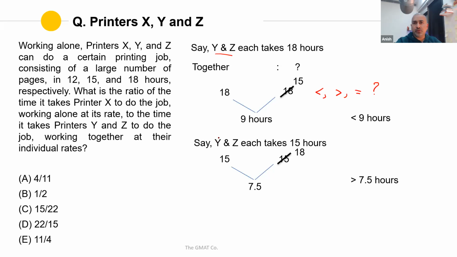So what's the ratio that we're looking for? We are looking for a ratio which is 12 is to something between 7.5 and 9. Let me scan the options. 4 by 11, gone. 1 by 2, gone. 15 by 22, gone. Now, let me compare the remaining two options. 11 by 4, 12 by 4 would have been 3. 11 by 4 is 2 point something, more than 2, right? Would this ratio be more than 2? No. 12 is to 6 would have been 2. This is 12 is to something bigger than 6. So definitely this ratio is less than 2. That also helps me eliminate the last option. And I get my answer.